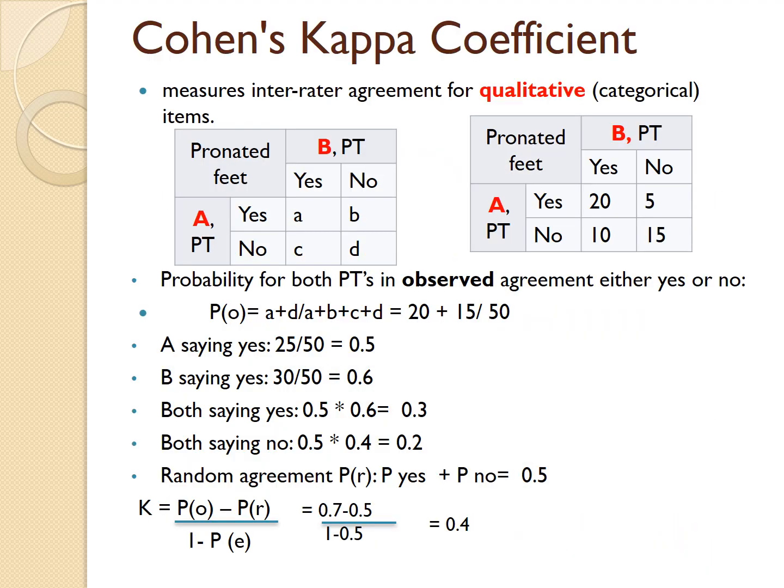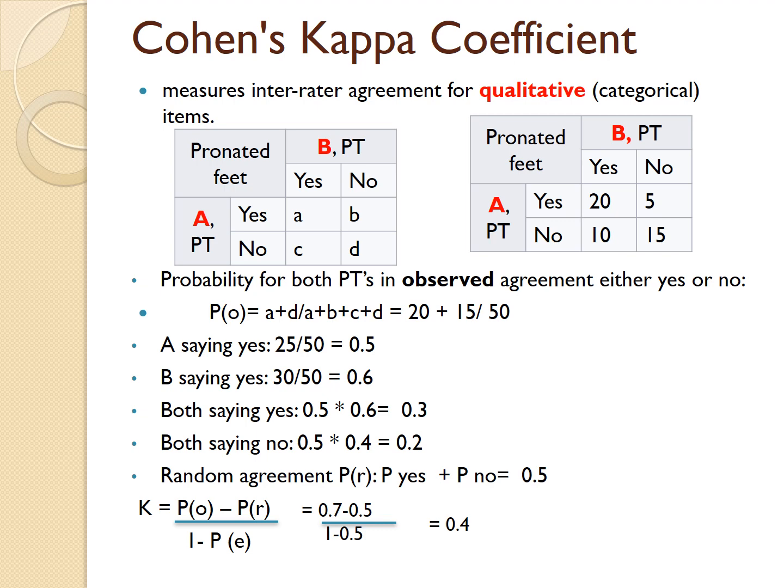So what about the Cohen's kappa coefficient? It is basically the statistical measurement that measures the inter-rater agreement for qualitative or categorical items. It is generally thought to be a more robust measure than simple percentage agreement, as kappa takes into account the possibility of agreement occurring by chance.